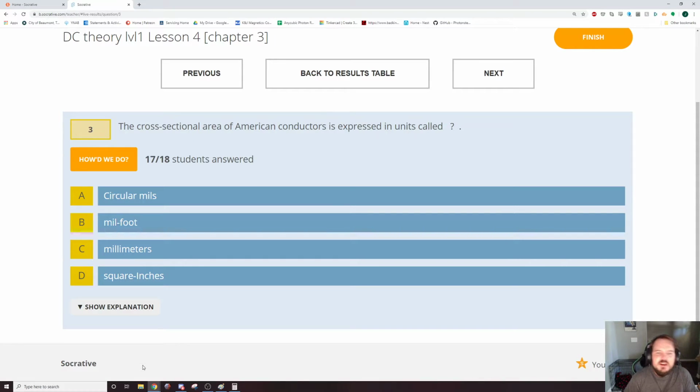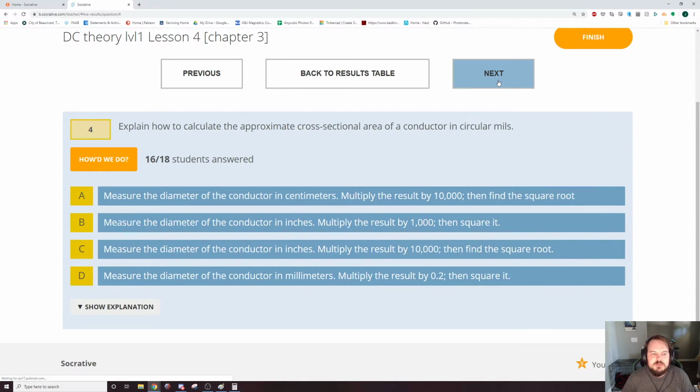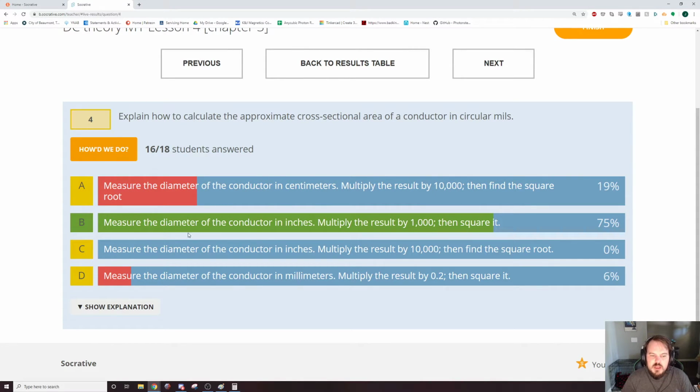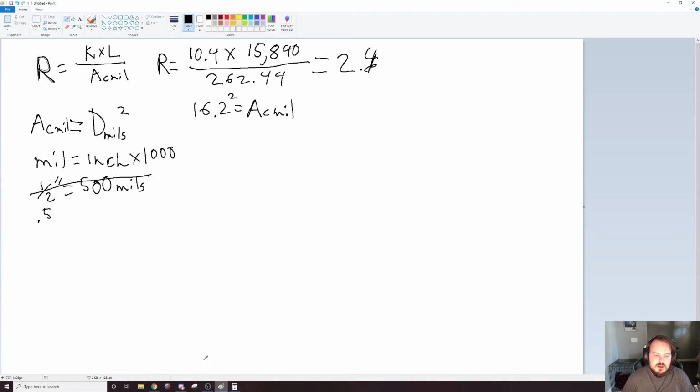The cross-sectional area of American conductors is expressed in units called circular mils, is how we measure that. Explain how to calculate the approximate cross-sectional area of a conductor in circular mils. So, that is what we covered on our thing that's right here. If you have the inches, you multiply it by 1,000, then square it, and that will give you your area in circular mils.